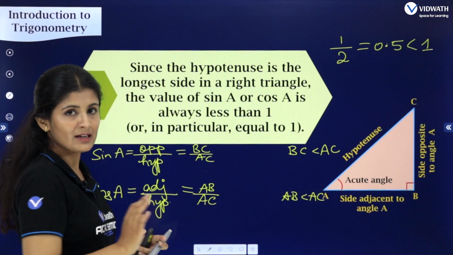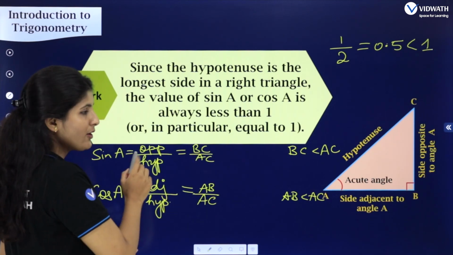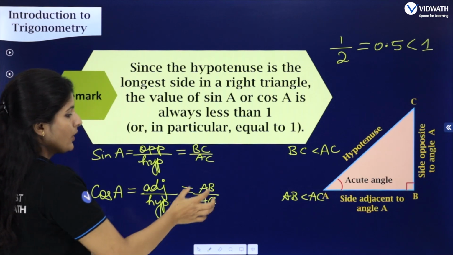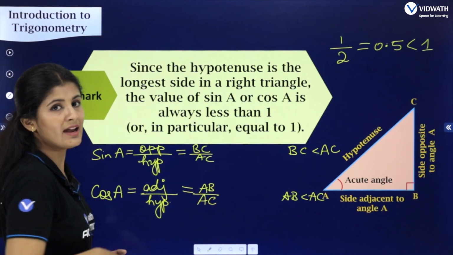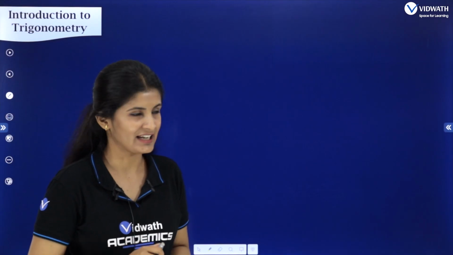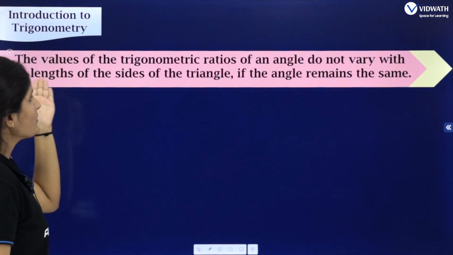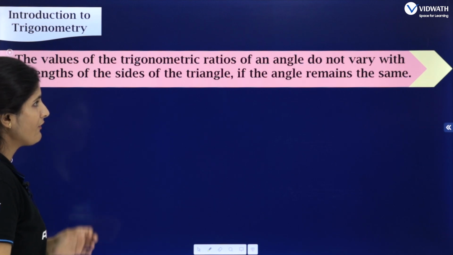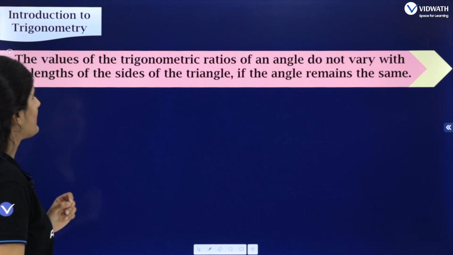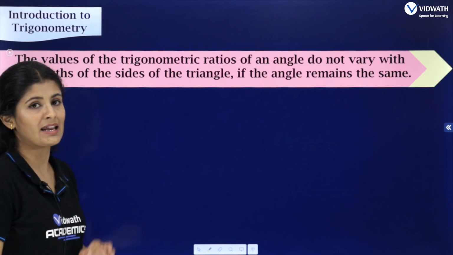In a particular case, that is when BC is equal to AC, we get sine of A is equal to 1. Also, when AB is equal to AC, we get cos of A to be equal to 1. I hope this is clear. Now, we see that the values of the trigonometric ratios of an angle do not vary with the lengths of the sides of the triangle if the angle remains the same.